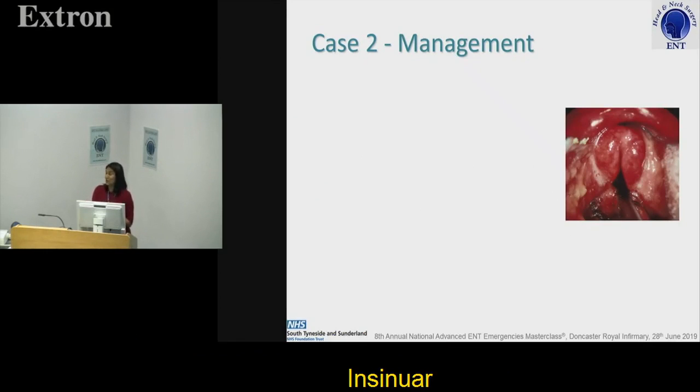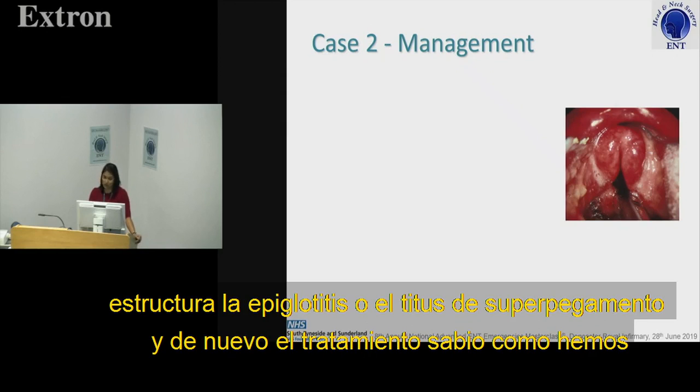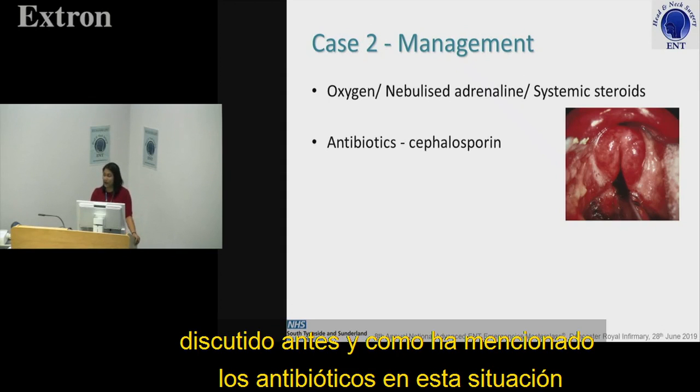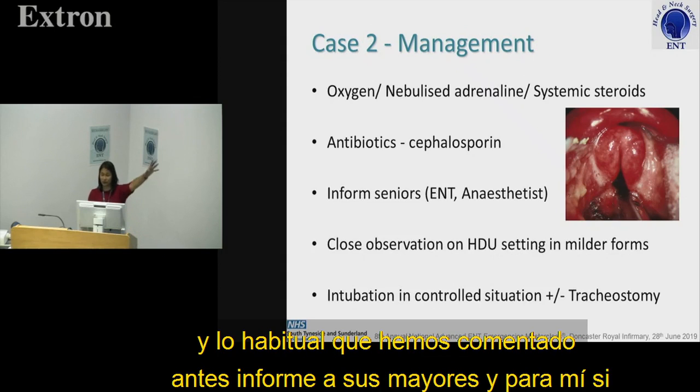So, can you describe what you can see? It's red, it's fuzzy, it's swollen, it's toxic, and the patient would probably have been drooling. Exactly. So we've got edema, erythema, and infection of the supraglottic structures, epiglottitis or supraglottitis. And again, treatment-wise, as we've discussed before, and like you've mentioned, antibiotics in this situation are very important, and we tend to give them in my unit, cephalosporin, and the usual that we've discussed before.